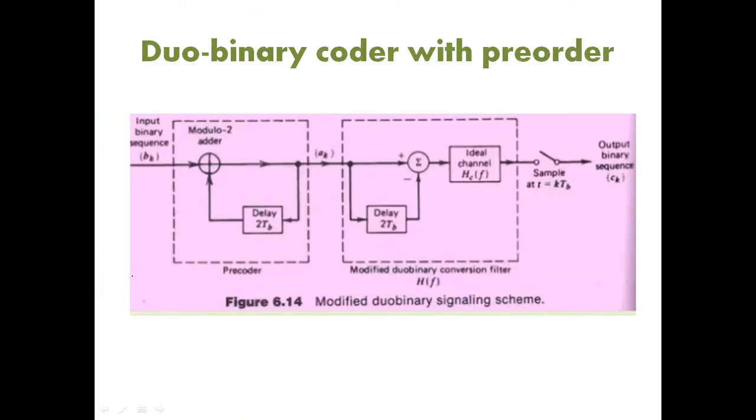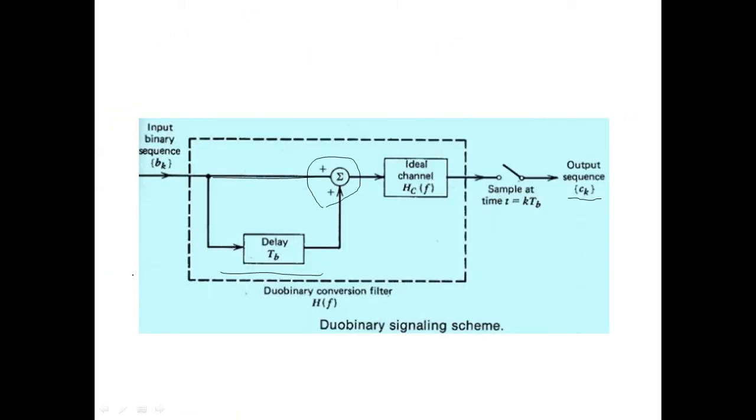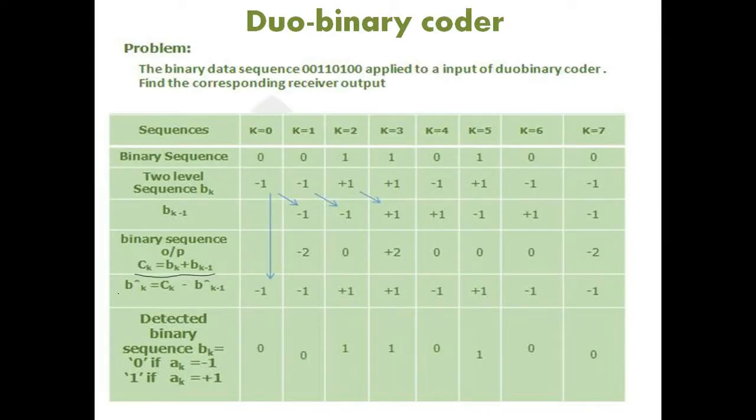At the receiver, we will do the same logic. We will subtract this time delay. So that is called ck minus bk minus 1 cap. After performing this operation, what is the binary detected sequence? Is it equal to the transmitted sequence or not? We are going to check in this problem.